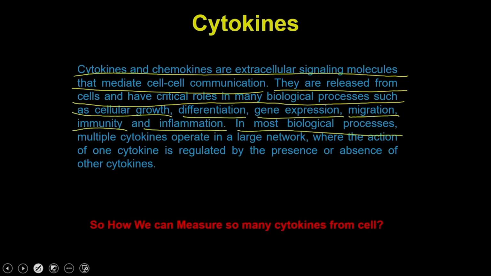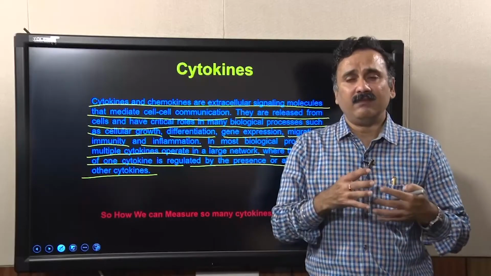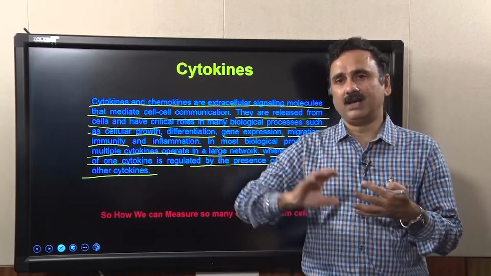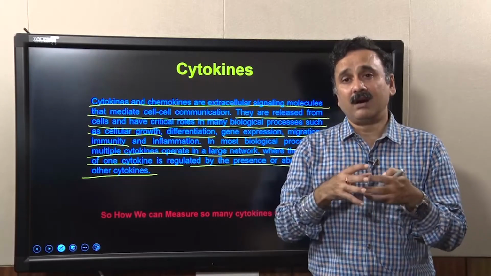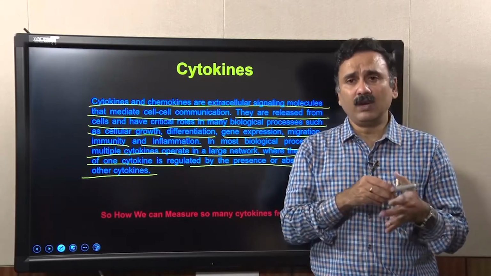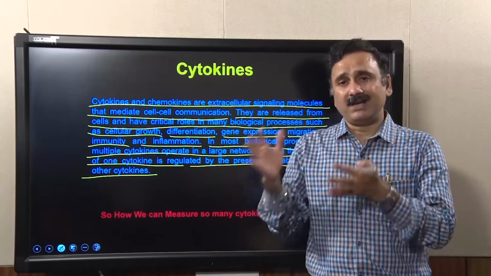In most biological processes, multiple cytokines operate in a large network where the action of one cytokine is regulated by the presence or absence of other cytokines. This means the cytokines are very versatile in nature. They can be secreted from one cell, they can go to more cells, and that is how they make a very complicated network where one cytokine is regulating the secretion as well as the action of multiple cytokines.